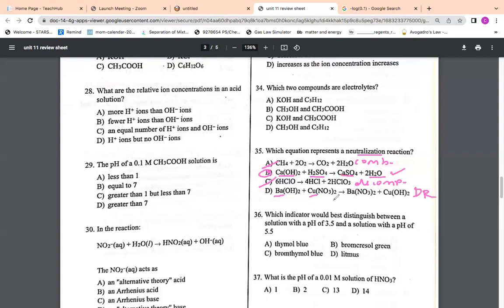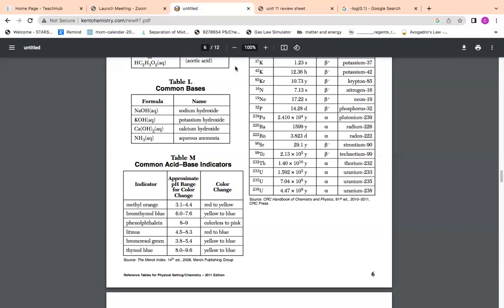36, which indicator would best distinguish between a solution with a pH of 3.5 and a solution with a pH of 5.5? So we're going to need table M for this. Okay, so they were saying, again, that it is going to distinguish between a pH of 3.5 and a solution with a pH of 5.5. So our best option would be Bromocresol green.